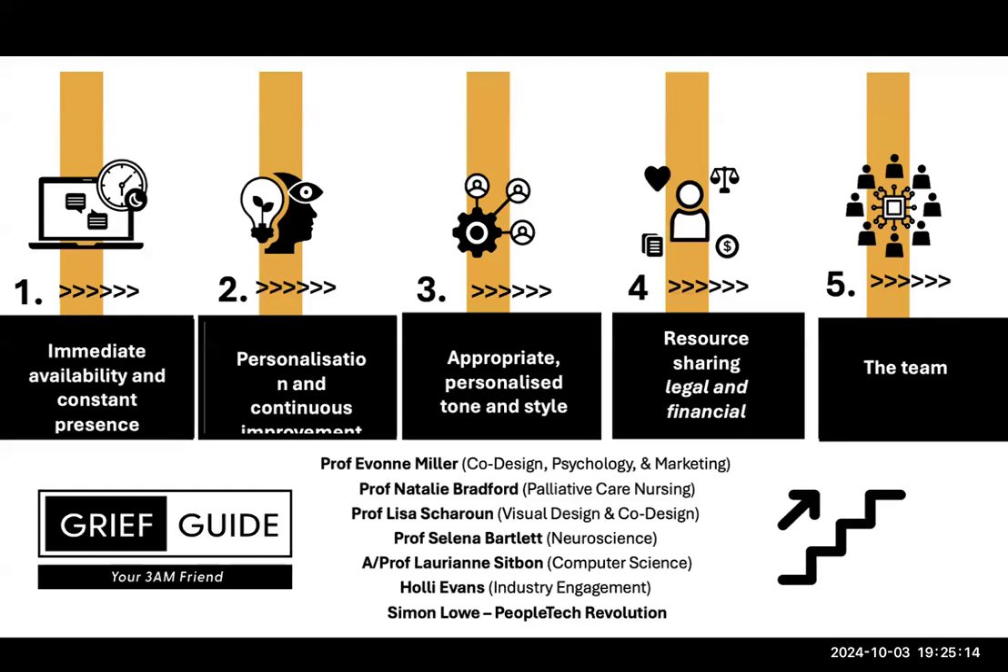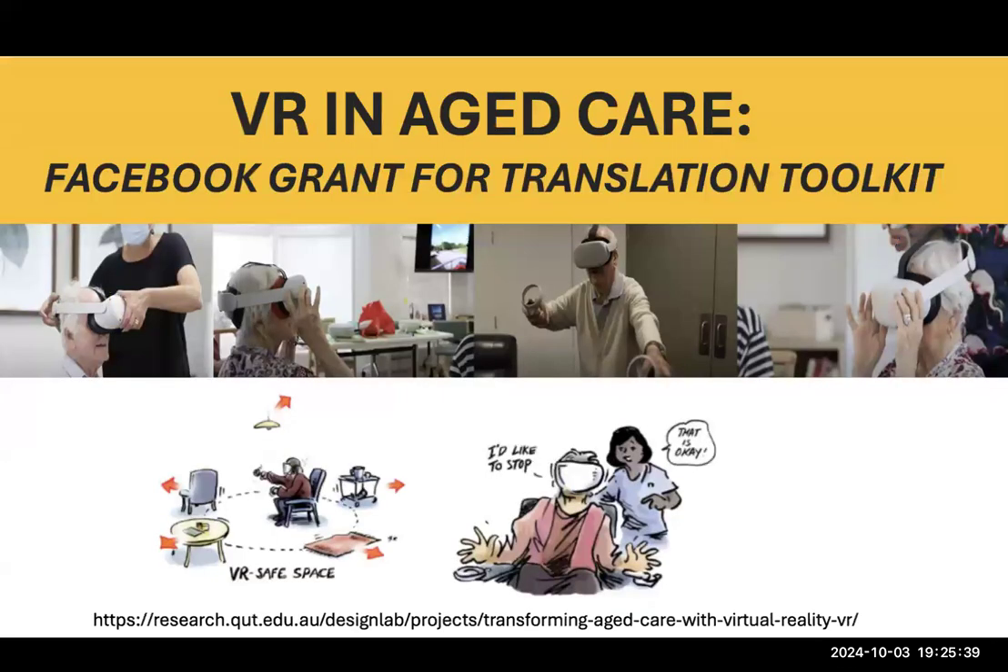This is an example of what our rationale is really. There's just not enough people to go around, so there needs to be some other support. So technology is always there, especially in the middle of the night. It's personalized and it continually improves. It can be personalized in tone and style. It can actually share resources, both legal and financial, and provide information when people need it. And so we're working on that right now.